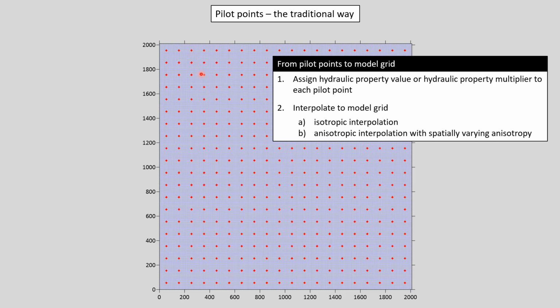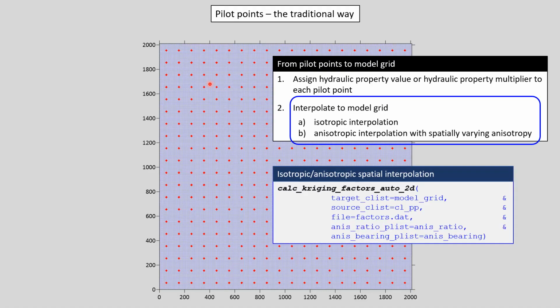PL-Proc supports a variety of ways to undertake spatial interpolation. They include kriging, radial basis functions, and other options. Interpolation can be simple or sophisticated. In more sophisticated ways, the interpolation process can take account of spatial anisotropy of correlation lengths of hydraulic properties. And that anisotropy can vary in different parts of the model domain. This can all be taken care of using functions such as calc_kriging_factors_auto_2d from PL-Proc, which we'll see again later in this video.